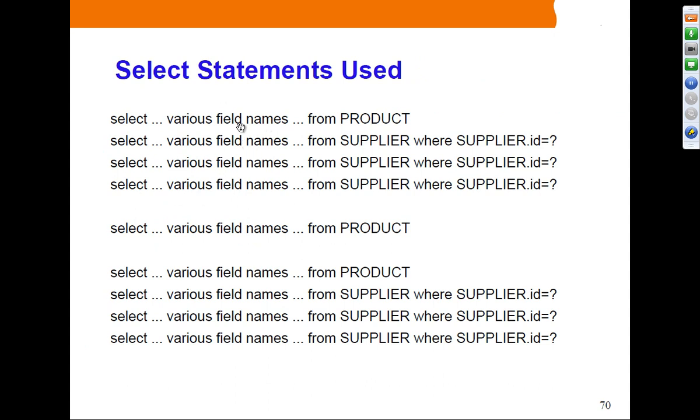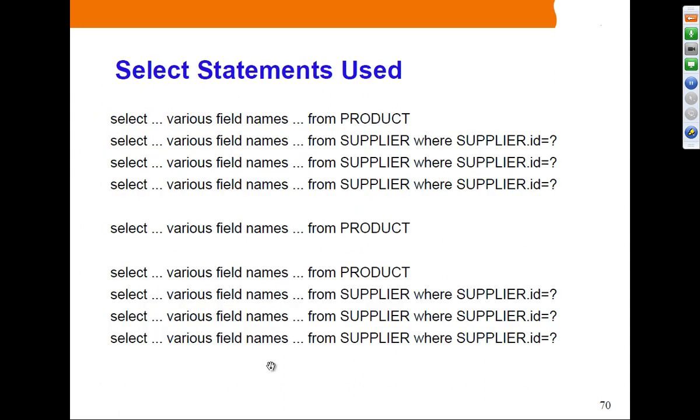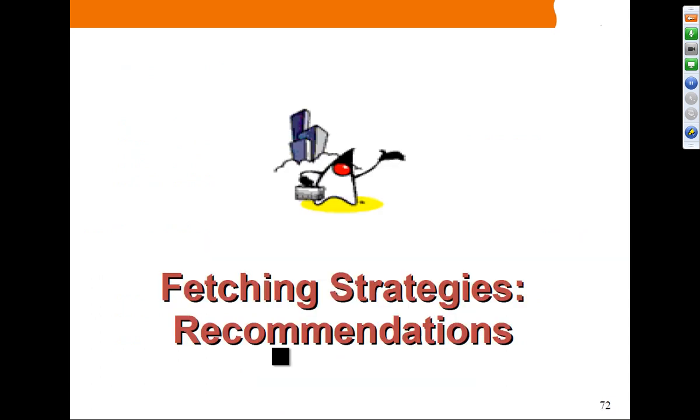We actually have the n+1 problem in the first batch, then the second batch, and the third batch. If you go back, this is the first batch where we do the n+1 select problem. The second one doesn't have an n+1 select problem because the supplier information is cached. Then we clear the cache, and we see these things again. So that's exercise 15.